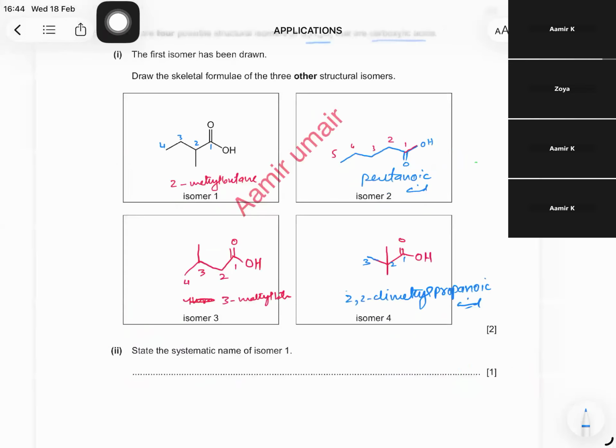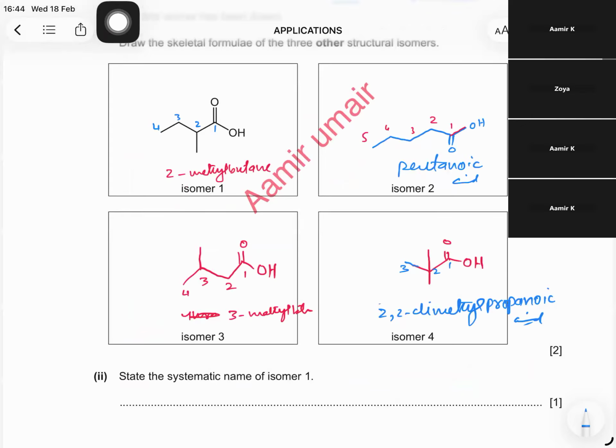Got it? Okay, next, name the systematic name of isomer 1. We have already written, what is the name of isomer 1? 2-methylbutanoic acid.